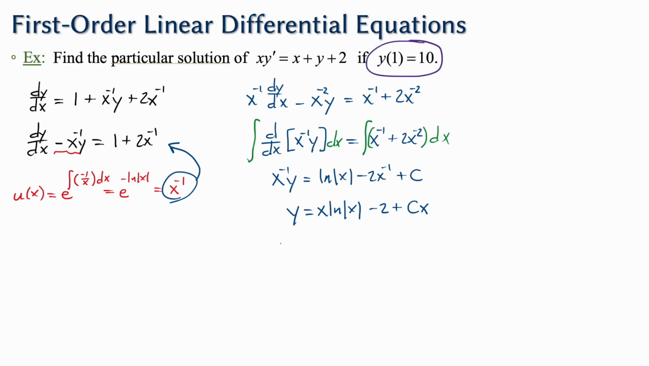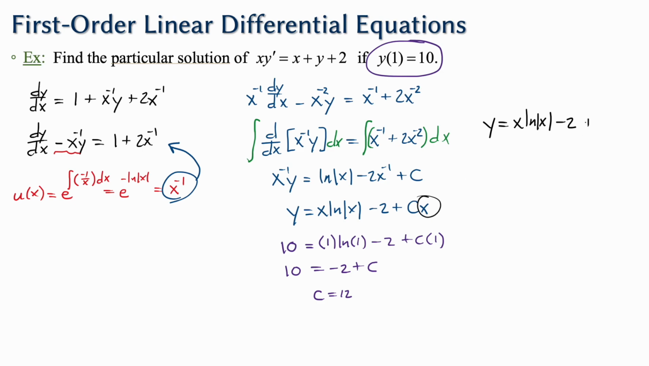So we know that y is going to be 10 when x is 1, right? So we have 1 times the natural log of 1 minus 2 plus c times 1. Well, the natural log of 1 is 0, right? So this is basically 0 minus 2 plus c, which tells me c is equal to 12. And so our final result is going to be y equals x times the natural log of the absolute value of x, and then we have our minus 2. And then don't forget, there's an x with a c there. So this would be plus 12x as our particular solution.